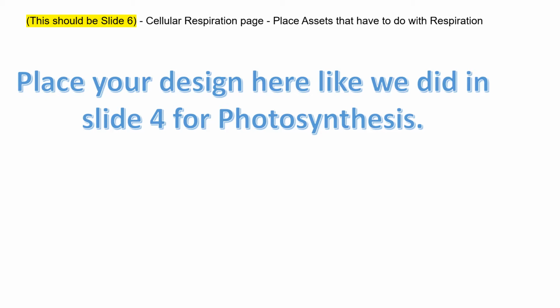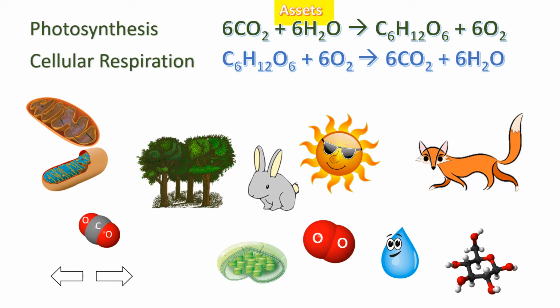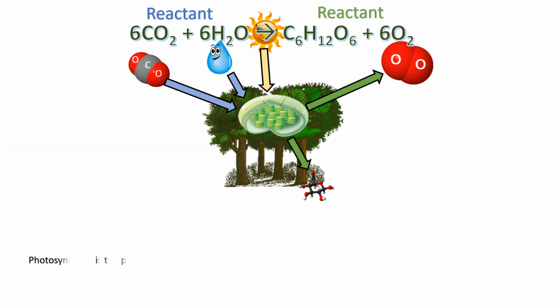So again, on slide 6, you can explain what cellular respiration is, you put all your assets here. So you're going to place your design like you did in slide 4 for photosynthesis, but this time it's for cellular respiration. So you go back to your assets, pick out what you need for your cellular respiration, which of course you need the cellular respiration chemical formula. Remember, those are mitochondria. I don't want you to forget that. Obviously, you're going to need them.